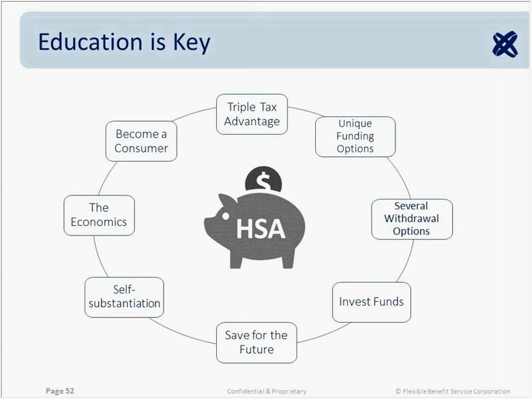I didn't mention the self-substantiation earlier, but when you have an FSA or an HRA, generally you have to submit proof of your medical expense to a third party to validate that the claim was a qualified expense. With an HSA, you self-substantiate, so you just keep track of your own receipts in the event you're audited by the IRS. So you don't have to provide proof of the medical expense every time a procedure is incurred. We saw some of the economics through some of those premium and tax savings, and talked about how one of the benefits is really that employees become better consumers of their own health care when they're spending their own money.